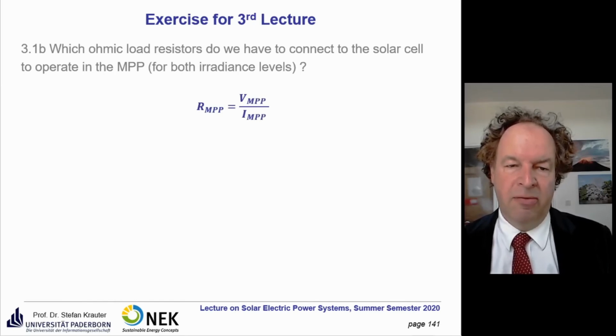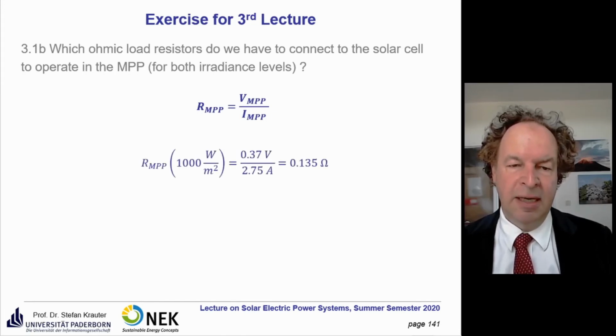So the formula is just Ohm's law: voltage divided by current gives the ohmic value, and that is for 1000 watt per square meter. We saw the adequate numbers: voltage at the maximum power point is 0.37 volts, and the current at the maximum power point is 2.75 amps. So we have a resistor which we have to put there to be adapted, of 0.135 ohms.